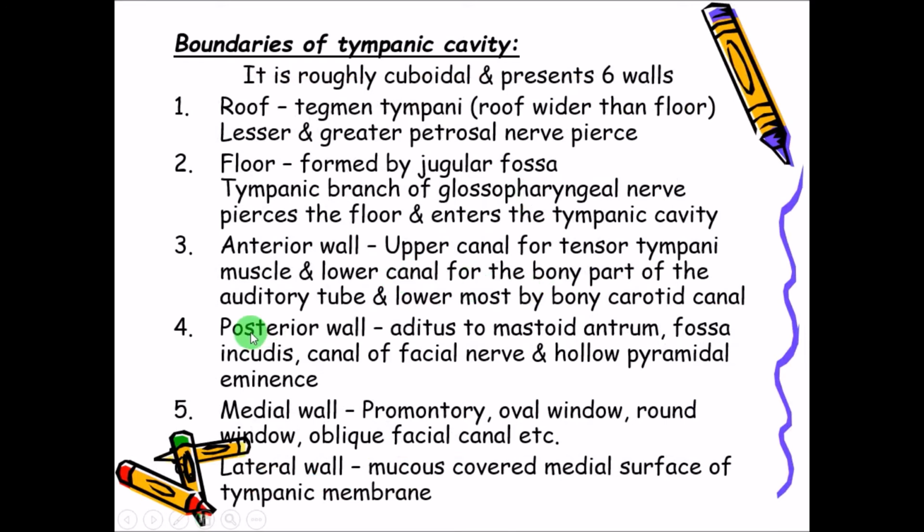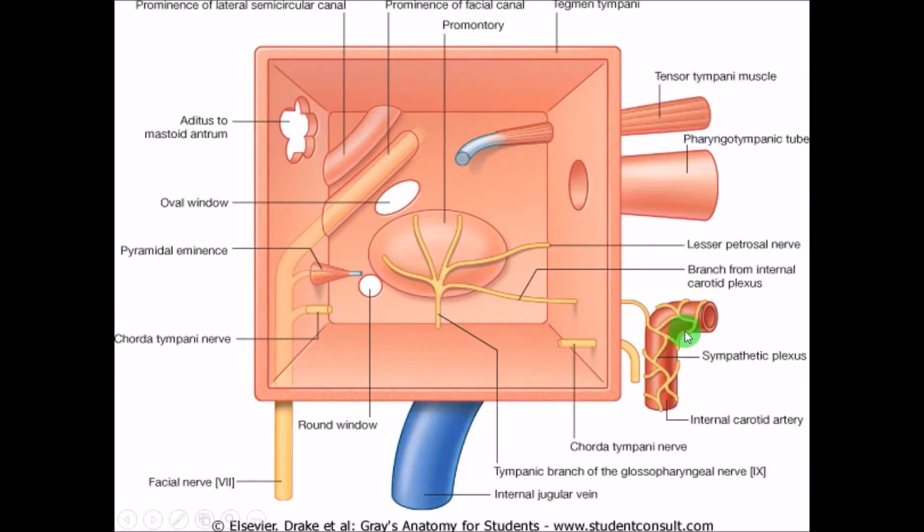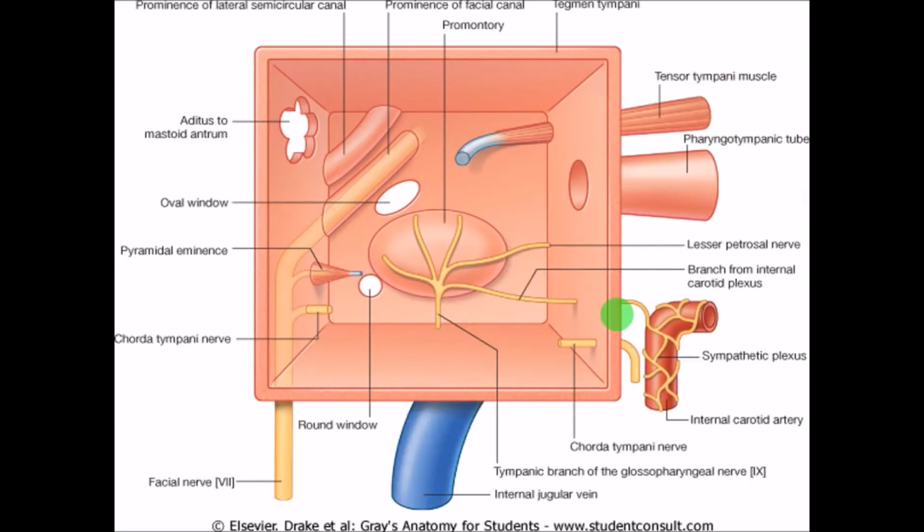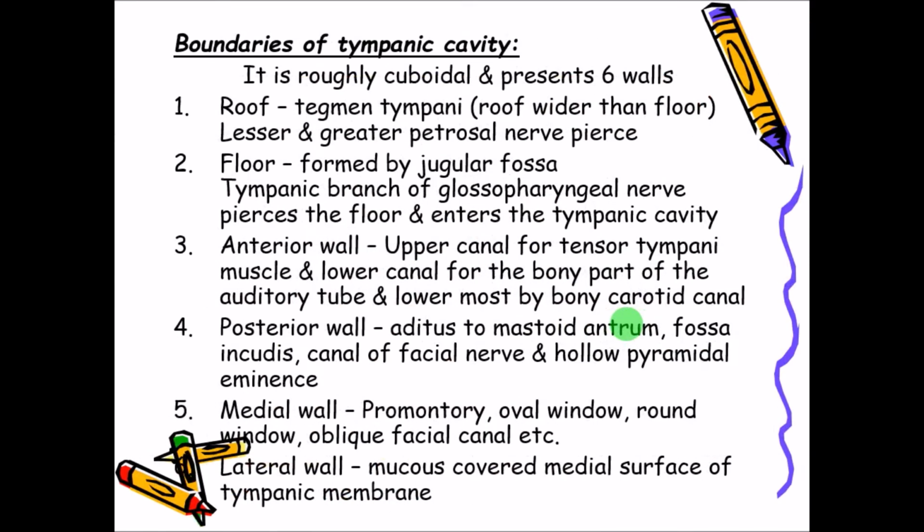Then coming to the posterior wall, the lowermost part is the bony carotid canal. Okay, so we missed that one. This is the internal carotid artery. The presence of the internal carotid artery leads to the formation of the bony canal for the carotid artery. So that will be present here. Because of the presence of this internal carotid artery, there will be a canal here near the lower part of the anterior wall.